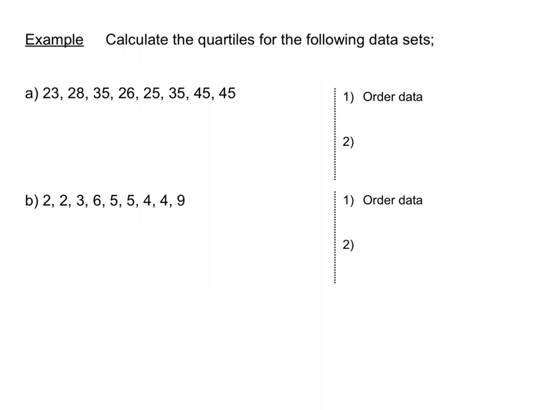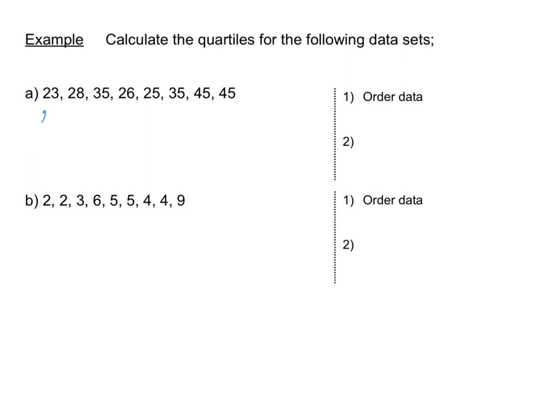So we'll now move on to finding quartiles for some real data sets. We'll have a look at the step-by-step method to use and show you how to do each one. So let's have a look at our first data set here. We've got these numbers here. Now remember, when we're finding the median or quartiles, we must have an ordered data set. So step 1 will be to order the data. So let's put these numbers in order.